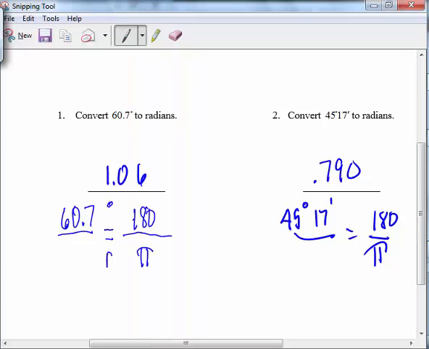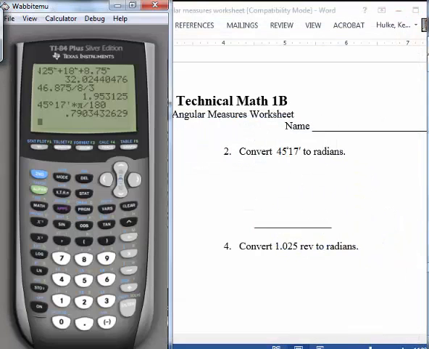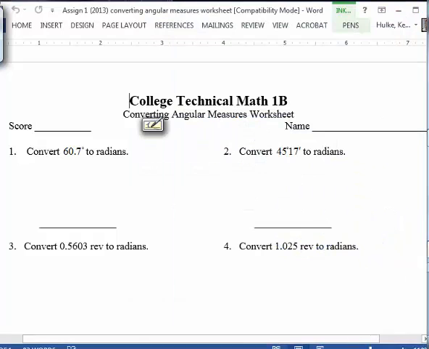0.79003. 4 sig figs, because I think this is 4 sig figs. I'd accept 3 sig figs though, because I'm not real sure that that's necessarily right or not. Next one.